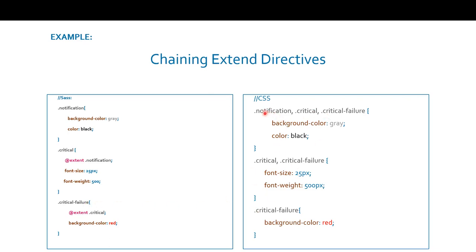We have a shared block between notification, critical, and failure. And then we have another block between critical and failure. And then we'll just have a single block for critical failure. So this property is shared between notification, critical, and critical failure. This property is shared between critical and critical failure. Then we just have a single property for critical failure, which is this. So that's how to chain extended directives. I know it might be a bit complex, but it's just very good to know about it.